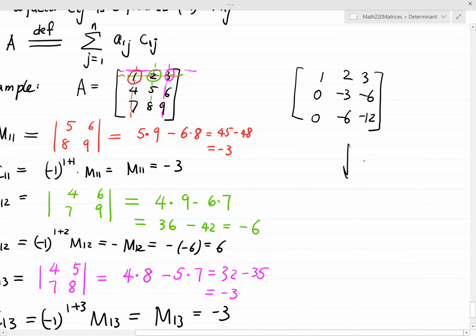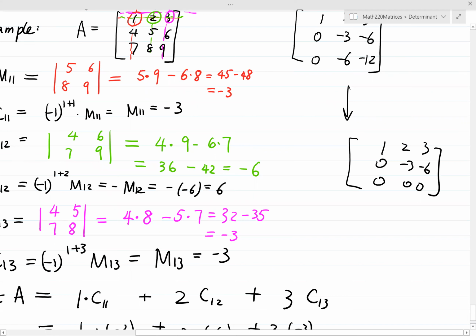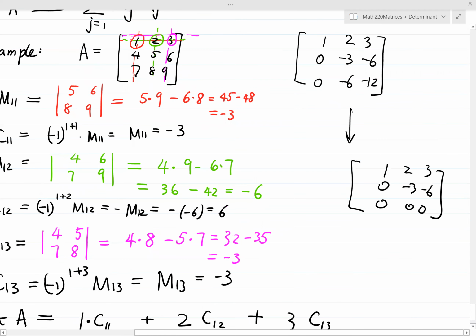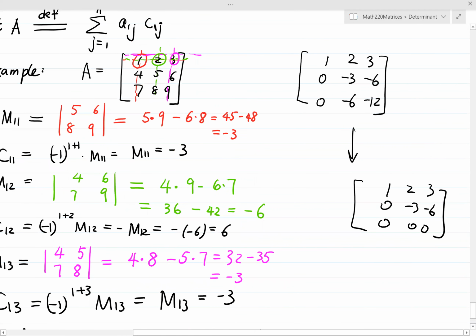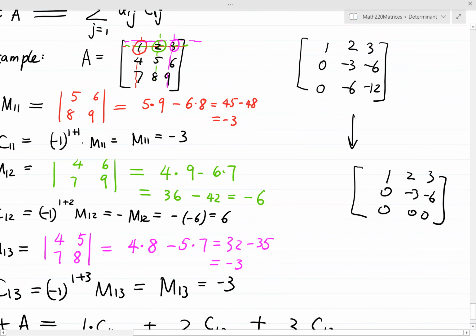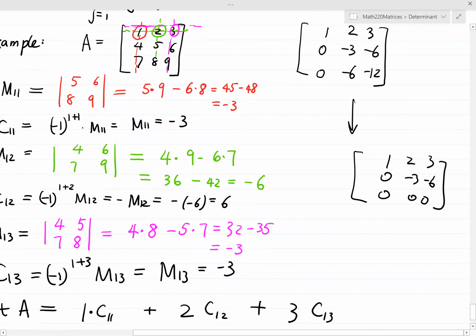So you do this and you get 1, 2, 3, 0, -3, -6, 0, 0, 0. You get a row of 0, so the determinant is 0. So actually this is a singular matrix. If we do invertible operations, we still get a singular matrix. For a singular matrix, the row vectors are linearly dependent, so they lie in one plane. So they have no volume. The 3 vectors are coplanar, so there's no volume. So the volume is 0, so the determinant is also 0.